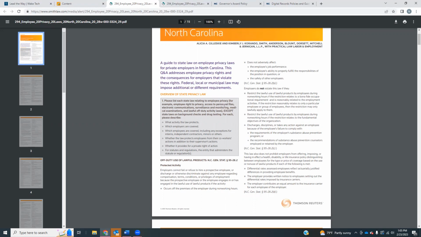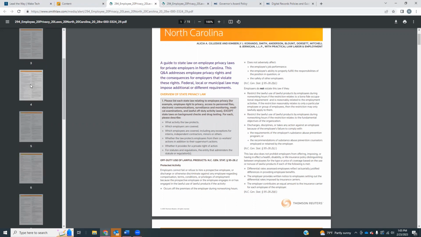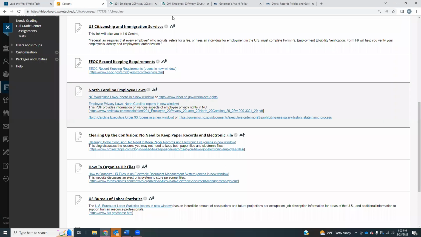So the Fed left it up to the states to then enact their own laws as it relates to personnel files. So not everybody's going to have access to a personnel file, right? Only certain people have access, and then making sure that information is kept private. And so that information was found right here in the employee privacy laws.